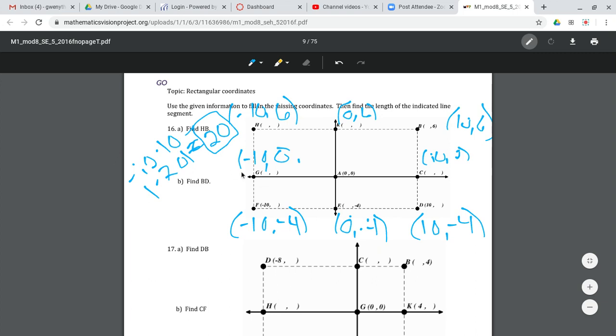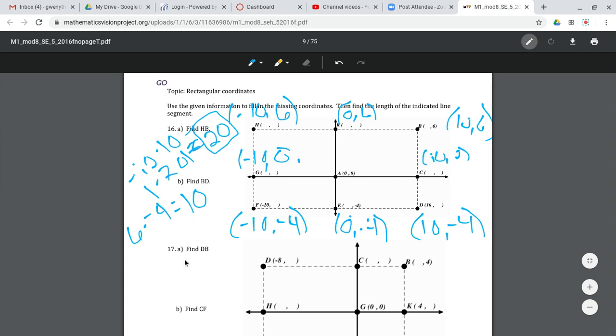And then for BD, so we're going from B down to D. So this is a vertical, so we're looking at the Y values now. So from +6 down to -4. So 6 minus -4 equals 10. It's already positive, so we don't have to worry about changing the sign at all or taking the absolute value. So our answer for that is 10.